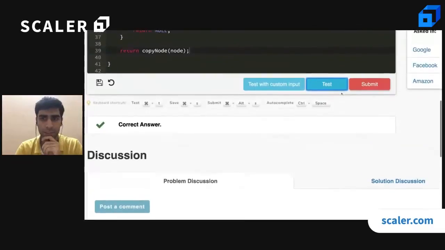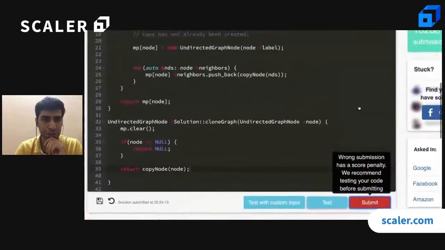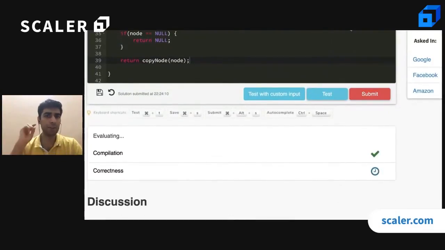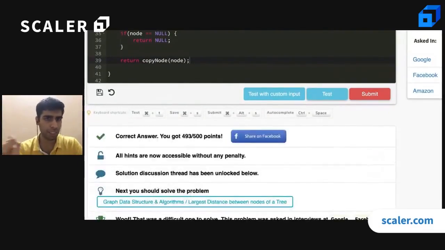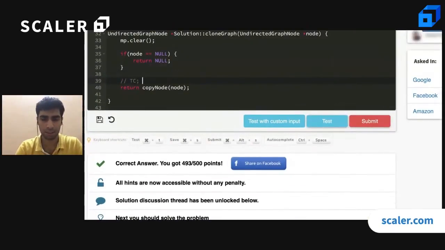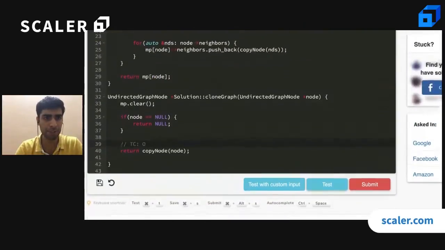Yes, this works. This is a very simple solution. What is the time complexity of this solution going to be? I think we are going to create one copy of each node. And to create a copy of each node, you have to traverse order of V plus E time. So the time taken will be order of V plus E.